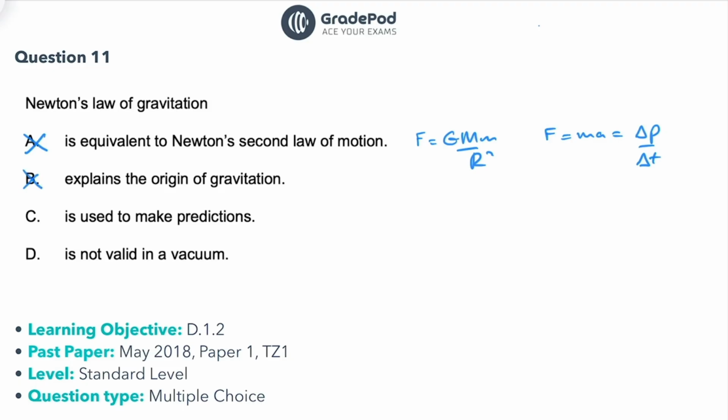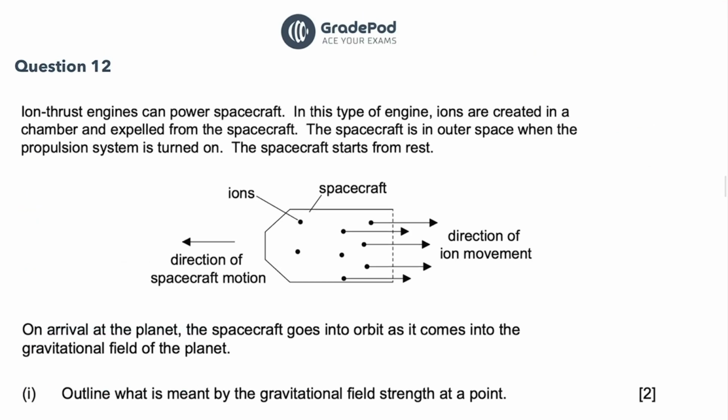It is used to make predictions. Yes, well, we can work out the force between planets and objects using that law. It's not valid in a vacuum. It's not that either. Newton's law of gravitation is a field. It doesn't need any particles for it to transfer through. So that's not true either. Our answer is C.